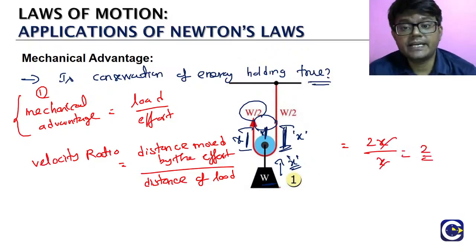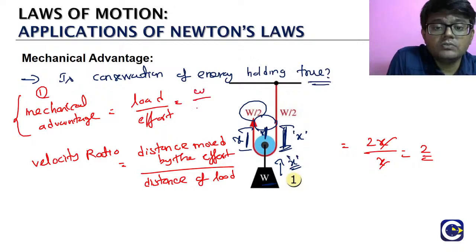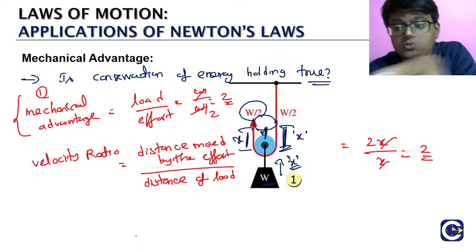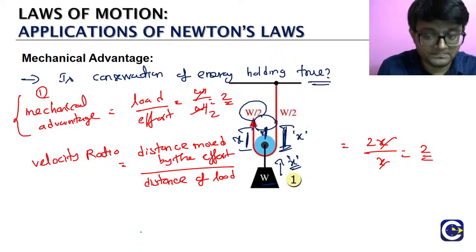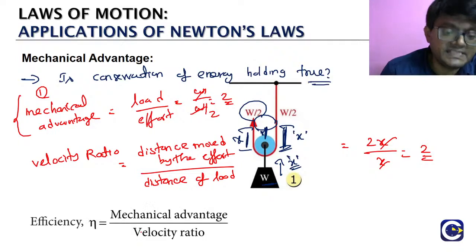என்ன வருது? We are getting 2. அந்த மாதிரி இந்த particular situationல what is the load? W, effort W by 2 divide பண்ணா 2. So mechanical advantage is 2. அந்த மாதிரி velocity ratio is also coming as 2. இது என்னது? Ideal system. But ஒரு general case எடுத்தா, for that we will use something called as efficiency factor.